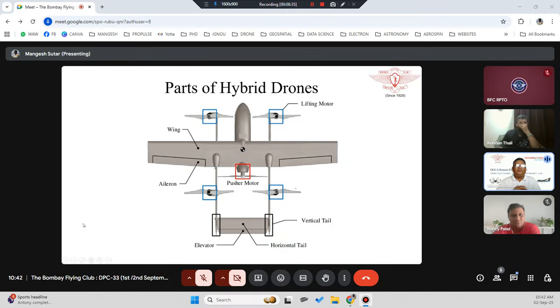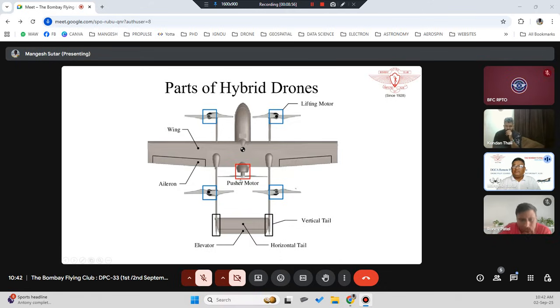So parts of the hybrid drone: you can see here, it is similar to your fixed wing. There is a wing which has the aileron structures. Then you have a center part, which is a fuselage, which will have your battery or whatever mechanism you use for powering it. And then you will have a payload like camera, gimbal and all those things at the base.